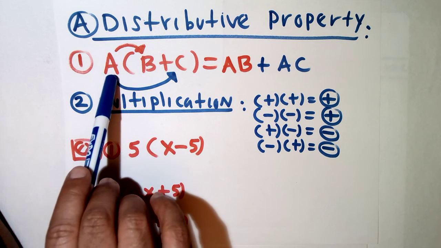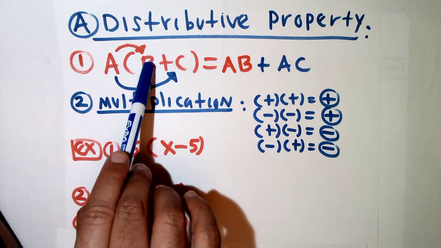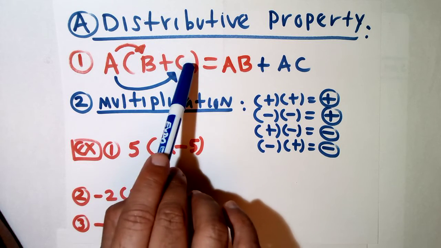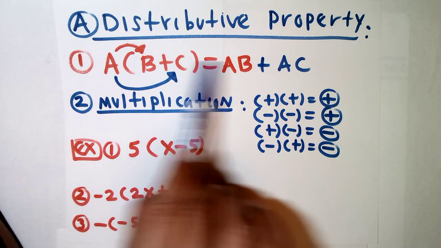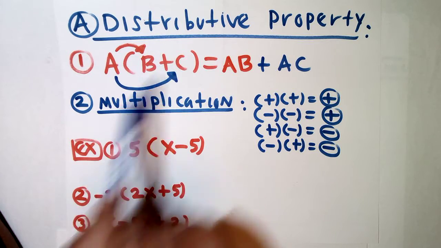The first major problem is if you get careless and only multiply the first term to get AB, and for some reason you might say just plus C. So be careful. Multiply both of them.